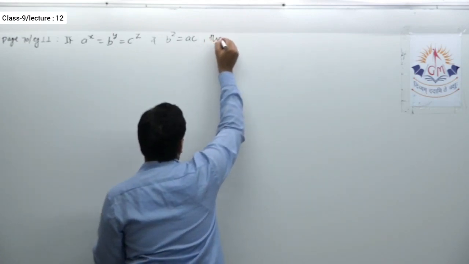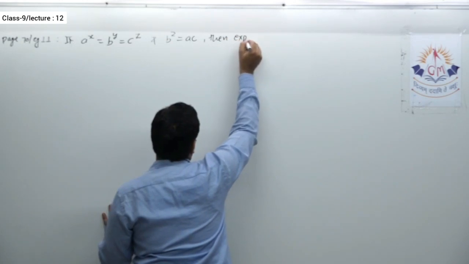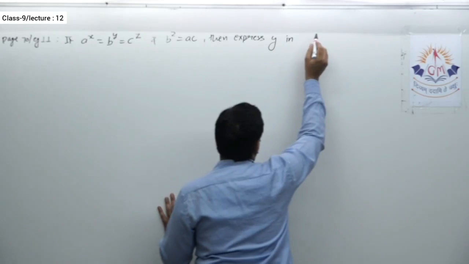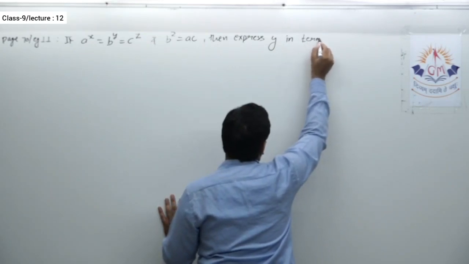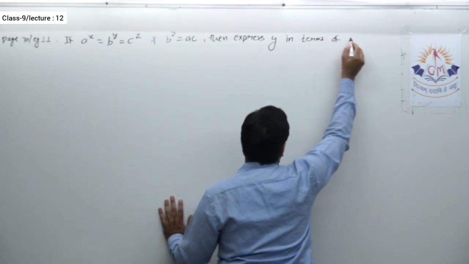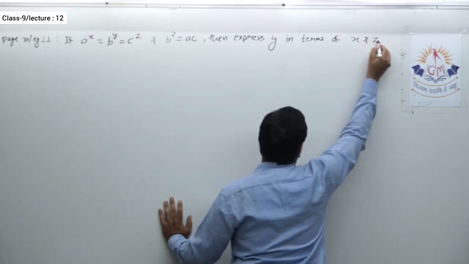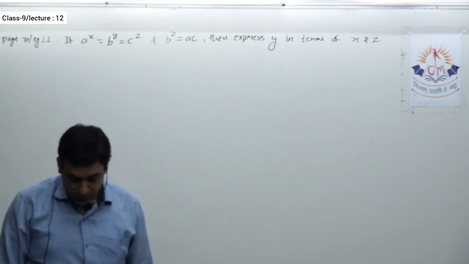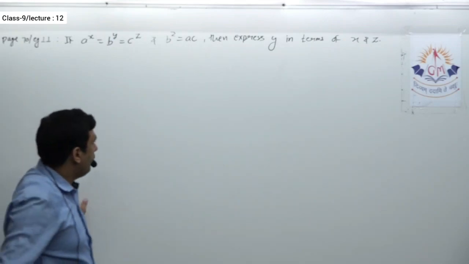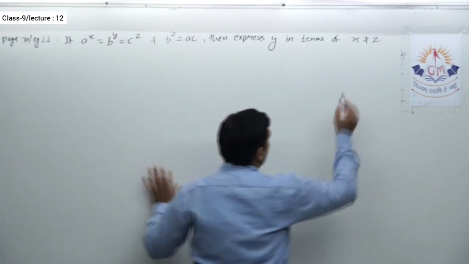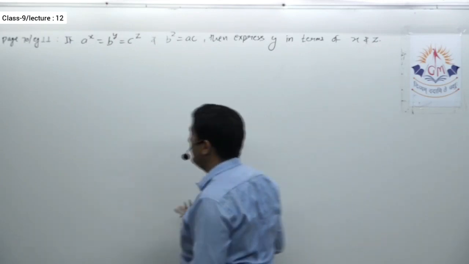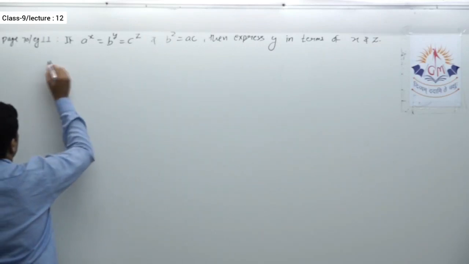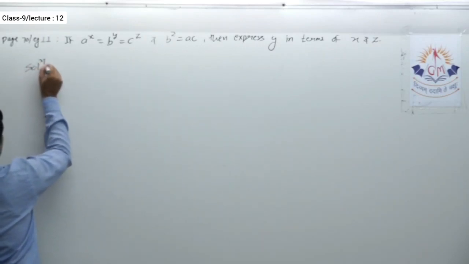Actually this is in the form of an MCQ, but if you observe, all four options have an expression in x and z. So here we have to write y in terms of x and z. Let us see its solution.